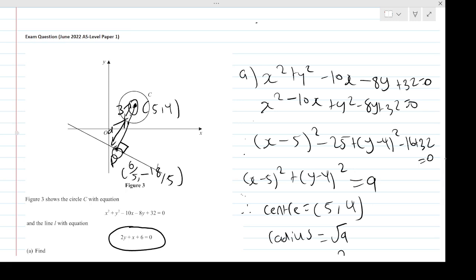Now, what I'm working out is the point P and the point there when it meets the circle. But that line also goes on to meet the centre C, which is 5, 4. And P again was 6 over 5.